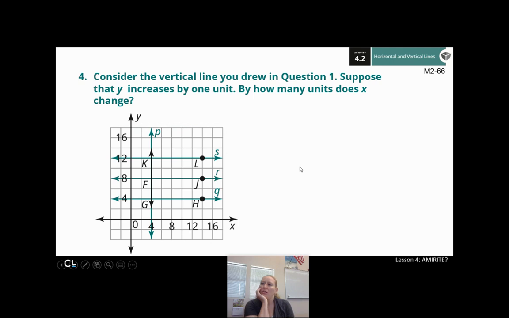You know what, though? Let's look at our vertical line. So we have our one vertical line here, line P. Isn't it pretty? Isn't that lovely? So consider the vertical line that we drew in question 1. Again, suppose that y now changes by 1 unit. Y increases by 1 unit. You can see I'm going up, most definitely. By how many units, though, does our x value change? Hit pause, write down your thoughts on that. Hit play when you're ready to keep the discussion going.